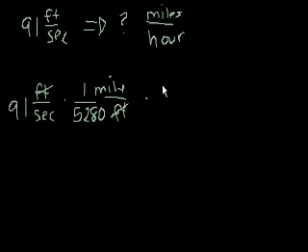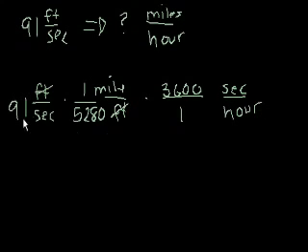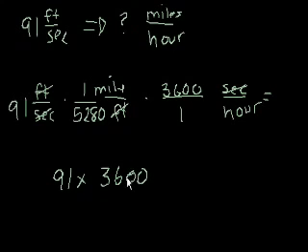And how many seconds are there in an hour? Well, there are 3,600 seconds in an hour. 60 seconds per minute and 60 minutes per hour. So 3,600 over 1 seconds per hour. And these seconds will cancel out. And then we just multiply everything out. We get, in the numerator, 91 times 1 times 3,600. In the denominator, we just have 5,280.